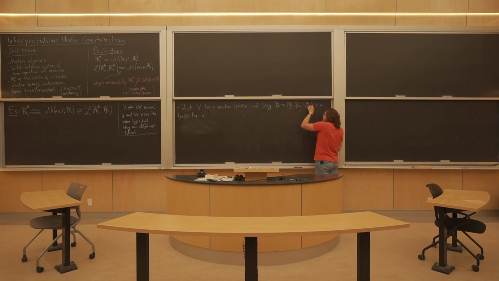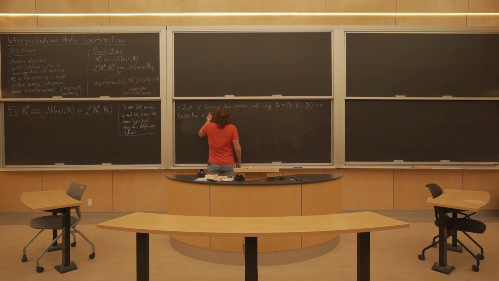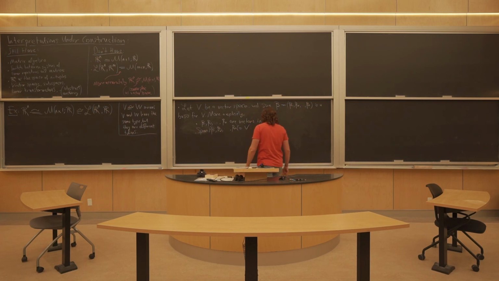This means that I have beta 1, beta 2, all the way up to beta n. These are all vectors in V, whatever that means. And they are linearly independent. And they span. So, i.e., or more explicitly, we have that all these are vectors in V. Okay, first of all, it's an ordered tuple of vectors. The span of them is V. That is to say, any vector in V is a linear combination of these.